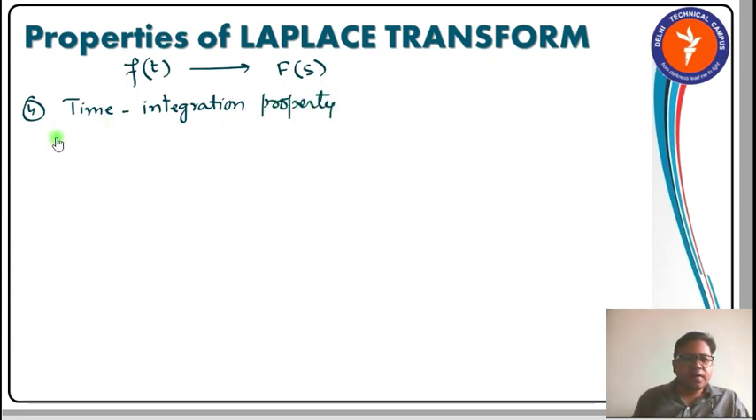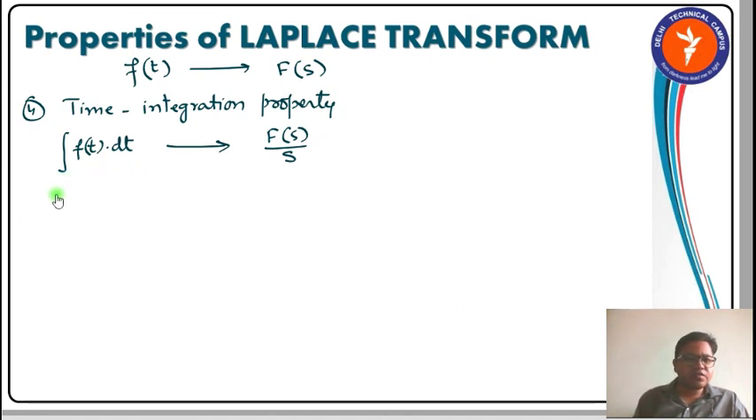That is, now I have the time integration of the function f of t dt, and I need to find out its Laplace transform. Then its Laplace transform will be given by F(s) by s. That is, we just need to divide the function's Laplace transform by s to get the Laplace transform of its integral.